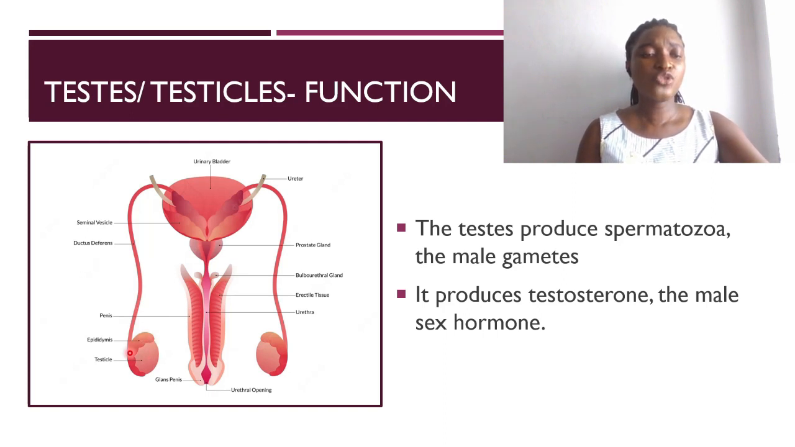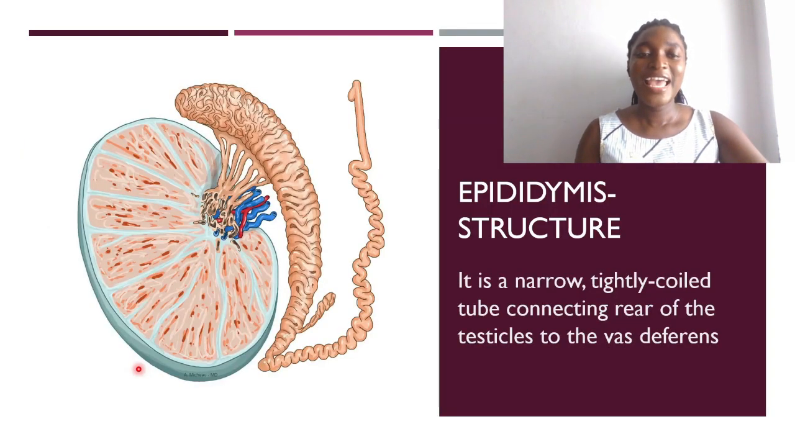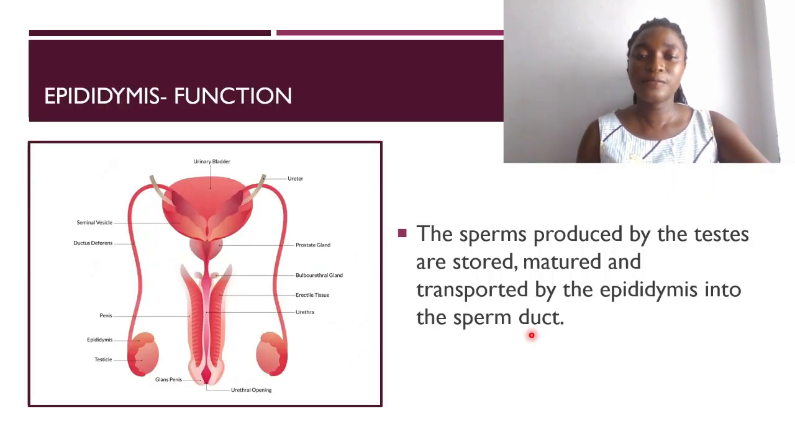Now you notice that there's another tube which is covering the testicle up here. This next tube is referred to as the epididymis. The epididymis is connected to the rear end of the testicles. Its function is to temporarily store sperms. The sperms which have been produced by the testicle will be transported into the epididymis and stored there for subsequent release into the next tube, which is the sperm duct. It is narrow in nature and, as I said, connects the testicles to the vas deferens, which is the sperm duct. So the sperms produced by the testes are stored, matured, and transported by the epididymis into the sperm duct.